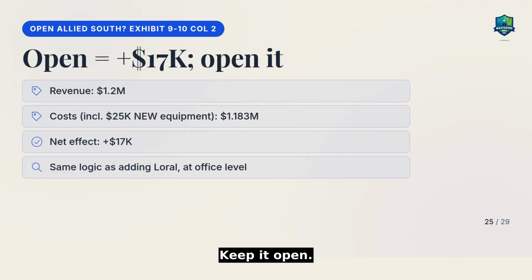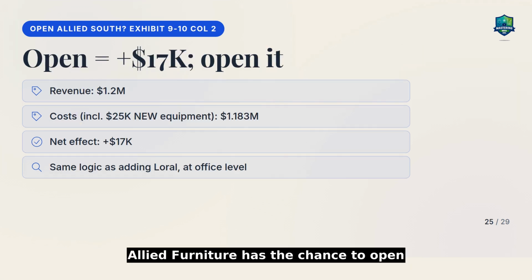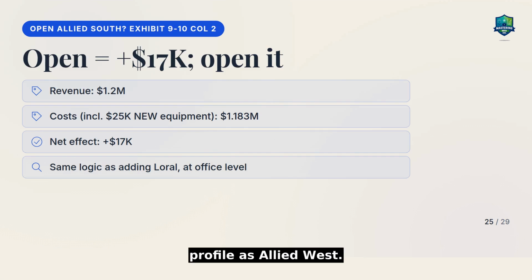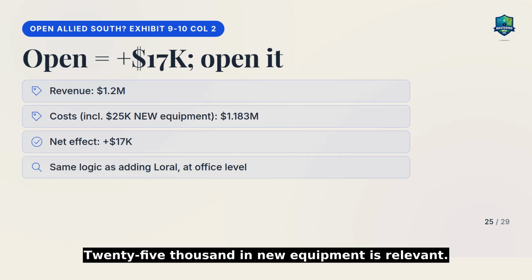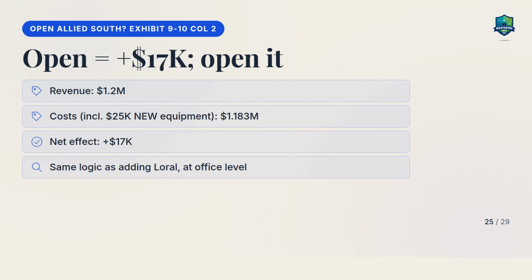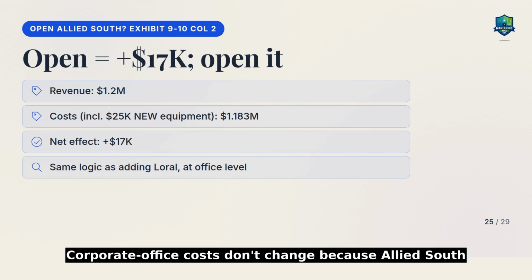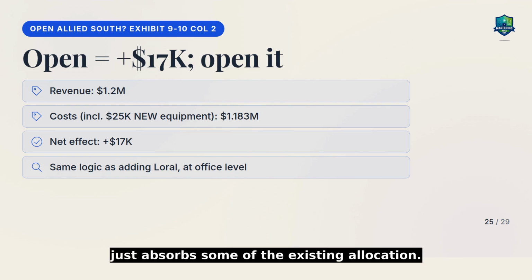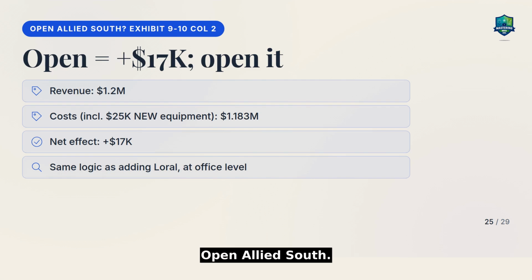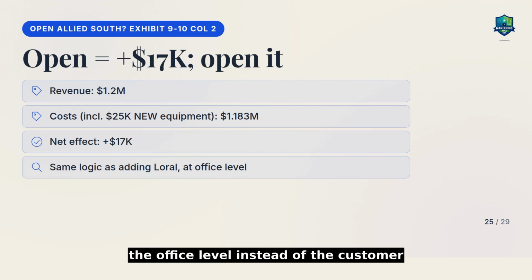Keep it open. Allied Furniture has the chance to open another office, Allied South, with the same profile as Allied West. $25,000 in new equipment is relevant. Corporate office costs don't change because Allied South just absorbs some of the existing allocation. Net effect plus 17,000. Open Allied South. Same logic as adding Laurel at the office level instead of the customer level.